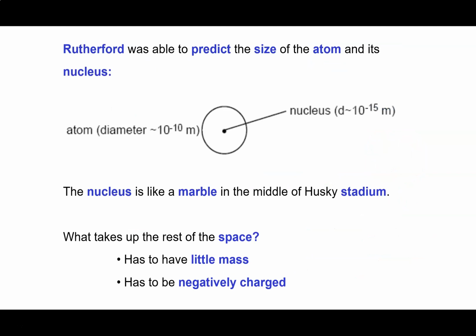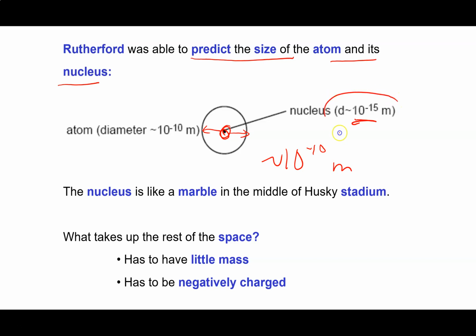So Rutherford was very clever. He used a lot of the statistics of how these particles were scattered to predict the size of the atom and then the size of the nucleus. So he said the atom all the way across is about 10 to the minus 10 meters. And that is borne out to be true by modern experiments. But then he said the nucleus, the positive part of the atom, which previously was spread across the whole atom in the plum pudding model, is only 10 to the minus 15 meters across.